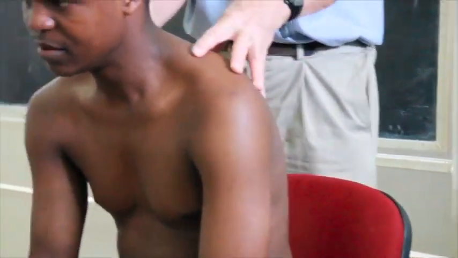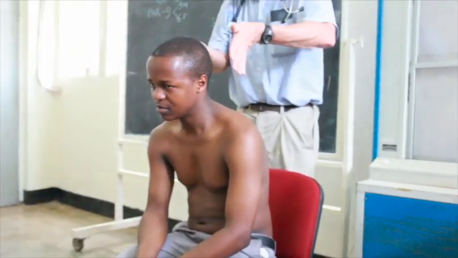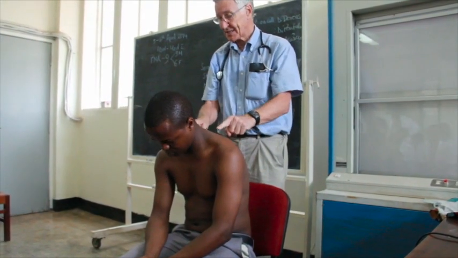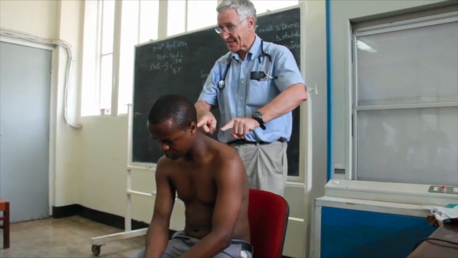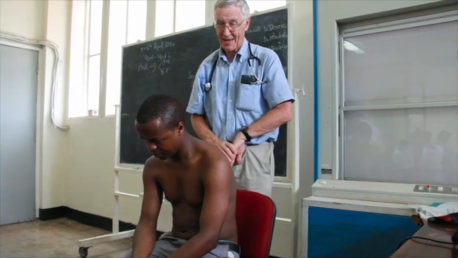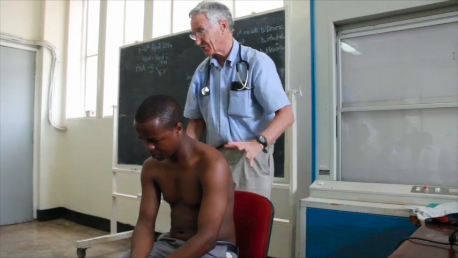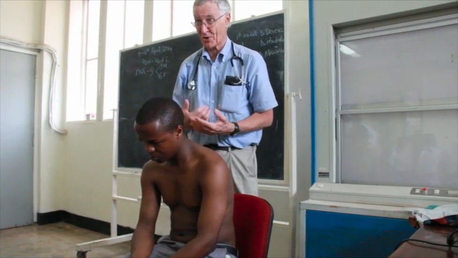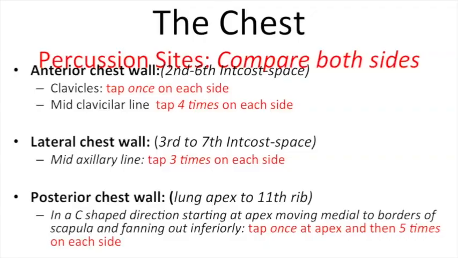Posteriorly, it's important to remember the route of percussion. It begins in the apex, it comes down medially to avoid the medial border of the scapula, and then fans out as you go down, right down to the 11th rib posteriorly, which is the lower border of the pleura at the back. Now I'll demonstrate that to you.